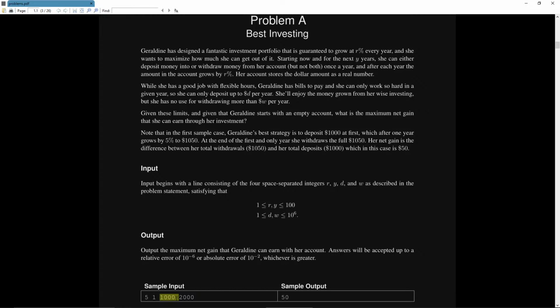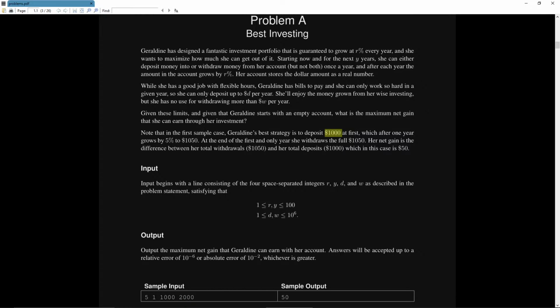This 1,000 means that she can deposit up to $1,000 in each year interval, and 2,000 means she can withdraw up to $2,000. So the best strategy here is actually pretty simple, I think, because there's just 1 year. So the only way you can make any money is if you deposit at first and then withdraw after. So might as well deposit as much as you can. So she deposits $1,000 right away.